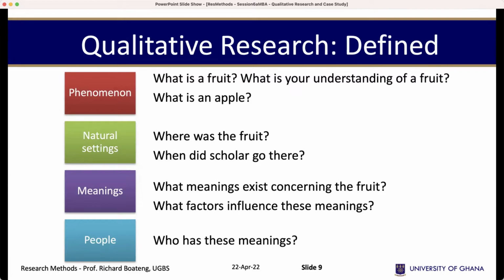Are there different subjective meanings? Are there different perceptions of the meanings? Are there different perceptions of this particular phenomenon? And have you captured it all in its rich nature so that you can build a holistic picture of how people think about this particular phenomenon? So that's what you need to do.